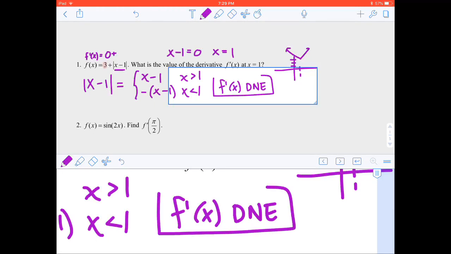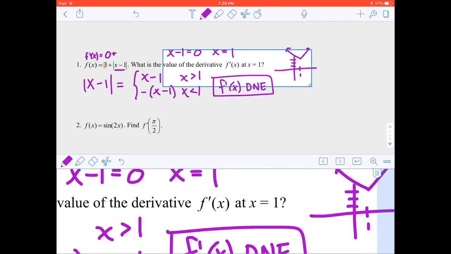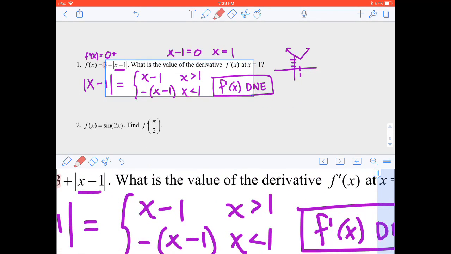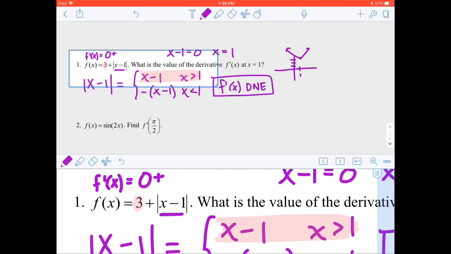does not exist. Because it's an absolute value function, if we were looking for the derivative, let's say at x is equal to 2, then it would exist because it would come from this function right here, and all you would do is take the derivative of x minus 1, which is 1, and so the derivative at x equal to 2 in this case would be 1. However, because we're looking for the derivative at x equal to 1, there's a corner right there. We can't find the derivative. Okay, so that is our first example here.